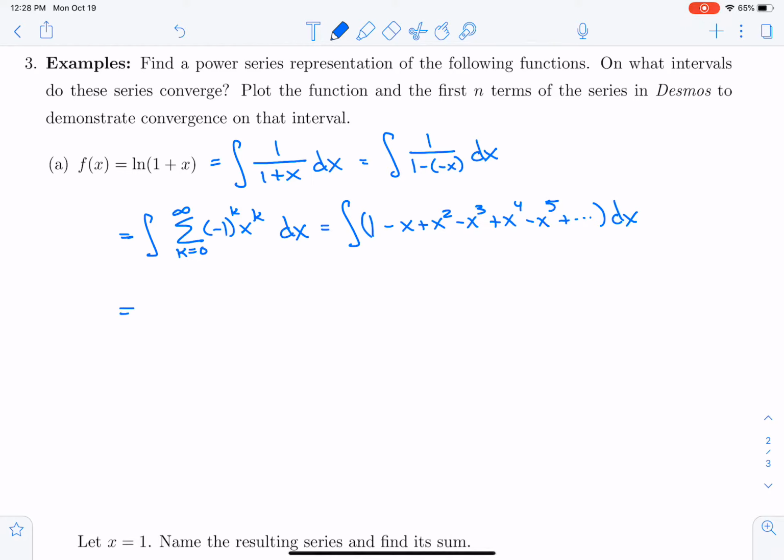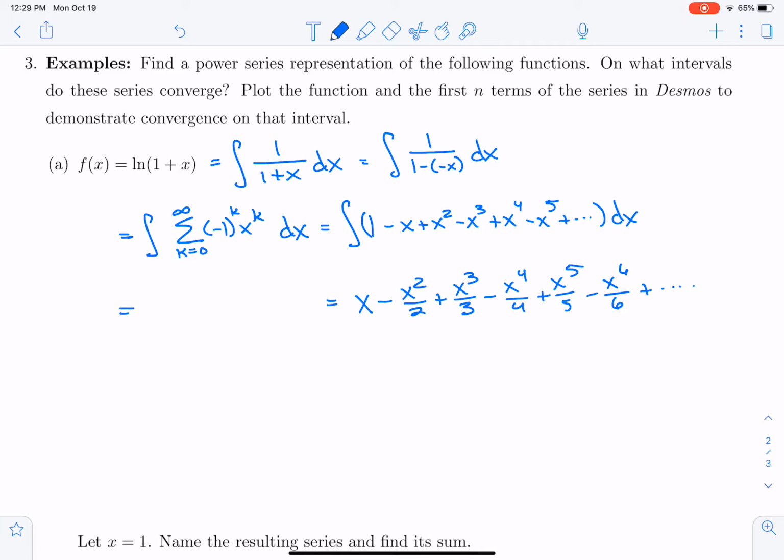So what we're going to do is anti-differentiate that series term by term. I'm going to do it in the written out series first. The antiderivative of 1 is x, and then the antiderivative of x is x squared over 2. The antiderivative of x squared is x cubed over 3. The next term is x to the fourth over 4, plus x to the fifth over 5, minus x to the sixth over 6, etc.